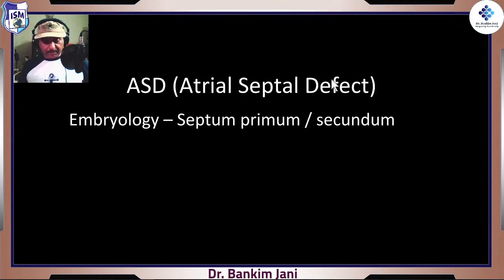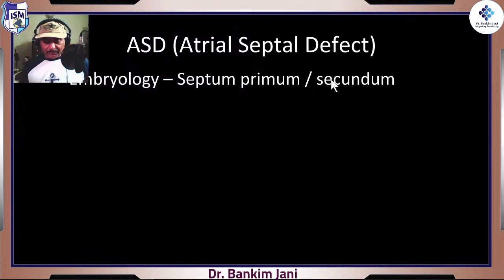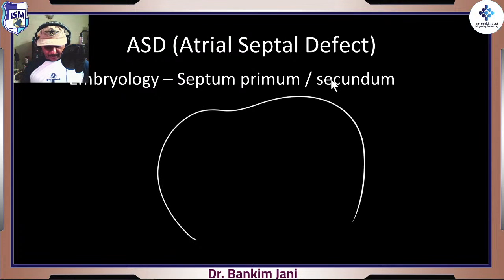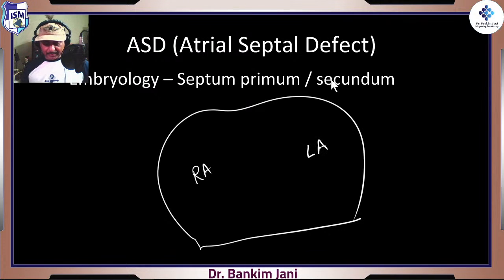Coming up, the first one, ASD, atrial septal defect. Now, as we said, we'll talk very briefly about its embryology. And as you must have guessed, if you have studied embryology properly, that's our right atrium and this is our left atrium. What we are interested in is how the atrial septum is formed. Well, the atrial septum starts from the top, right?